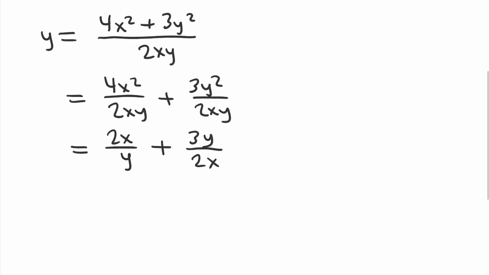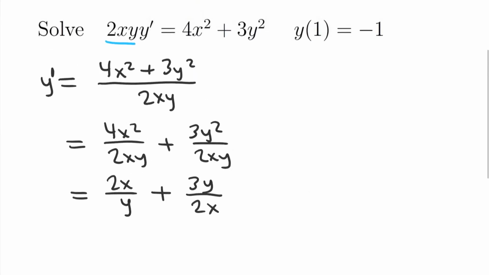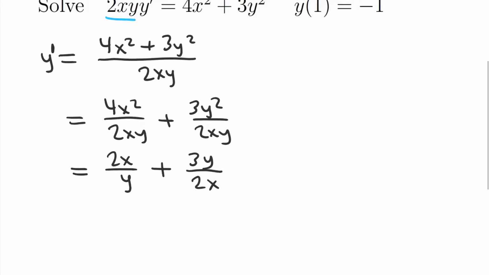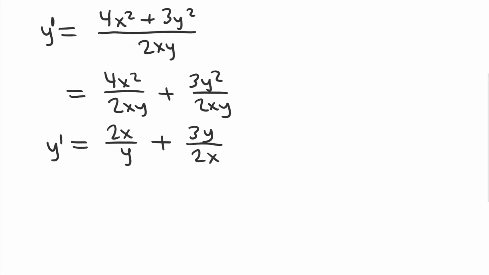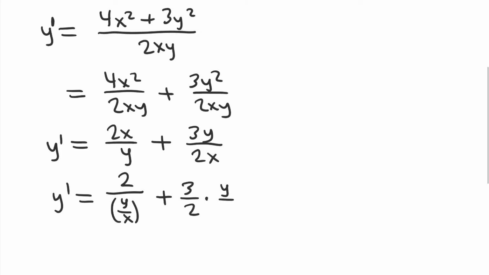You can see here that the derivative, y prime, is dependent on the ratio of y over x, or x over y. You can think of it either way. I could rewrite this as: y prime is 2 divided by y over x, plus 3 over 2 times y over x. So the right-hand side of this equation is a function of the ratio y over x, which means it's a homogeneous differential equation.